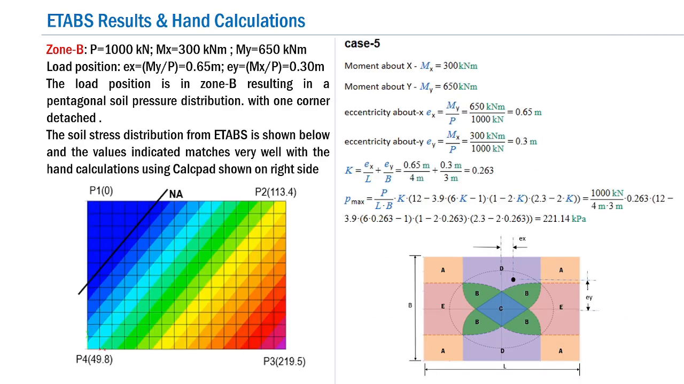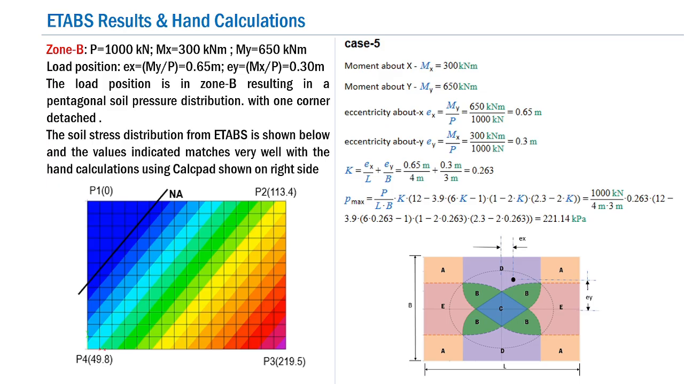And finally, we are in zone B. Zone B, obviously, these are the four zones, 1, 2, 3, 4 B zones. And we know that this is a case of moderate eccentricity. For this zone B, we have P equal to 1000 kilonewton and the values Mx and My are adjusted in such a way that the load position lies in B. Mx is chosen as 300 kilonewton meter, My is 650 kilonewton meter, with the load position identified through Ex equal to 0.65 meters and Ey equal to 0.3 meters.